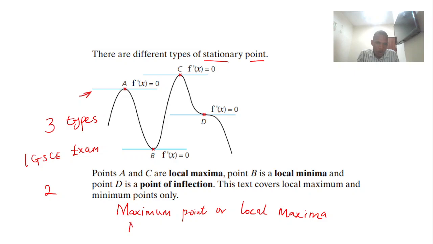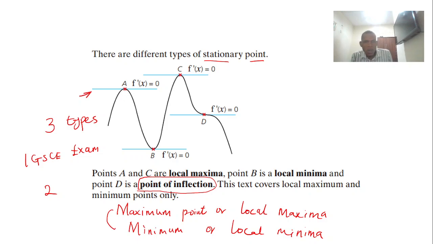Then we also have the minimum point, or local minima. Very important. So for the IGCSE exam, you'll be tested on just these 2 types, maximum point and minimum point. You don't need this third one, called the point of inflection, for the IGCSE exam. Now basically, what is a point of inflection? A point of inflection is like this point D.